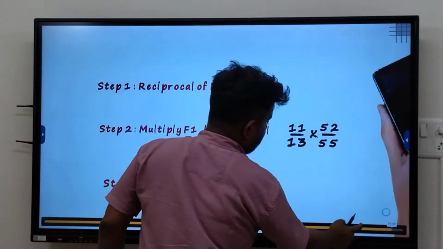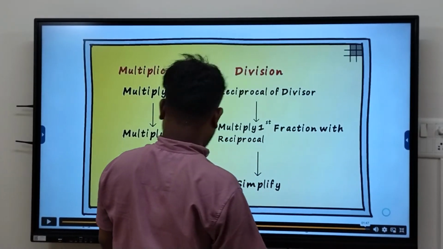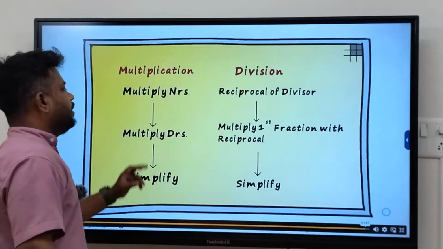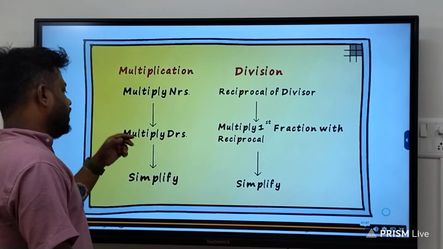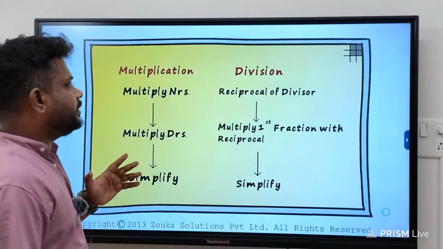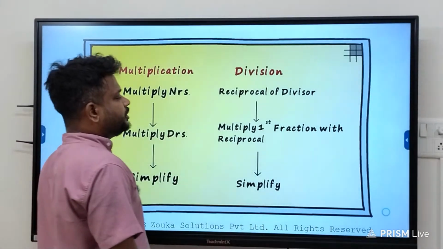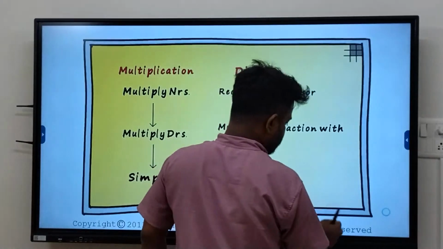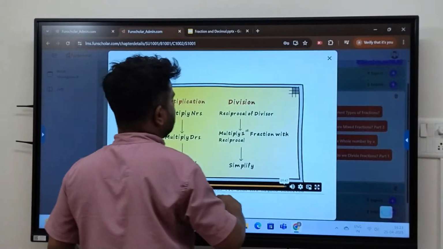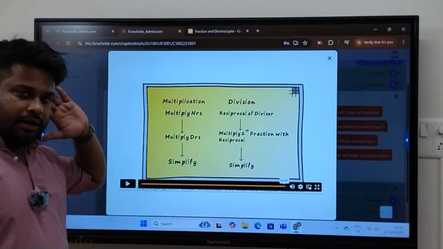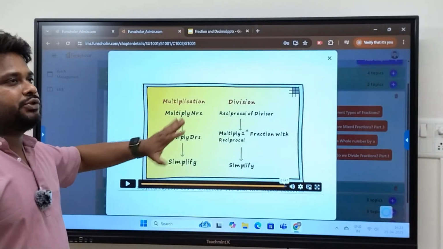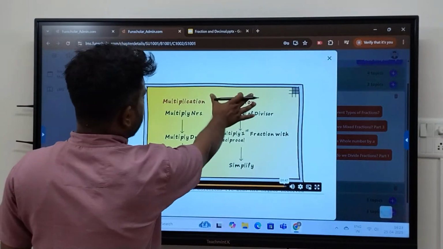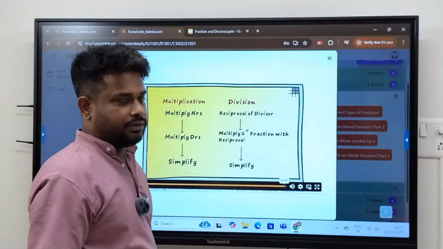So what did we understand from the video? In multiplication we can just multiply the numerators and denominators to simplify, and in division we use the reciprocal of the divisor and multiply the first fraction with the reciprocal. Before learning division, just keep this in mind. We have already discussed multiplication, so we are not going into that. We will start to understand division, so just keep it in your mind.